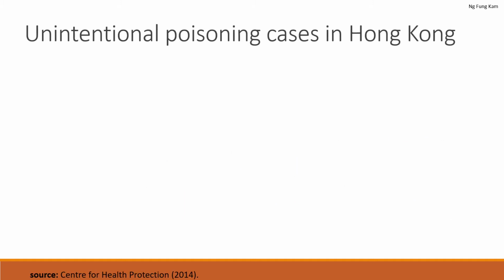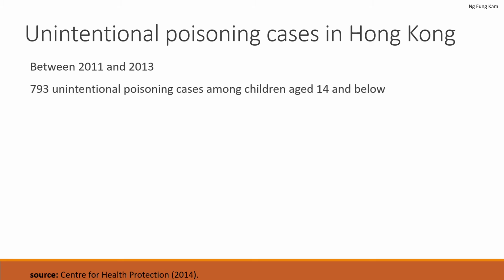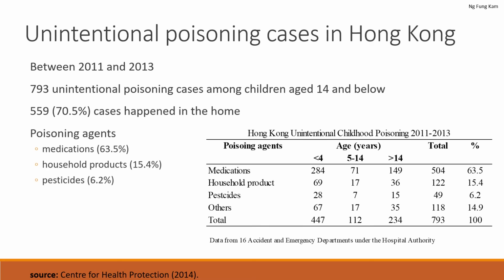And there are two cases of unintentional poisoning. First one is in Hong Kong. The Center for Health Protection found that between 2011 and 2013, there were about 800 of these poisoning cases among children aged under 14, and 70% of cases happened in the home. And we find that about 50% of household products can cause poisoning to children, such as disinfectants.